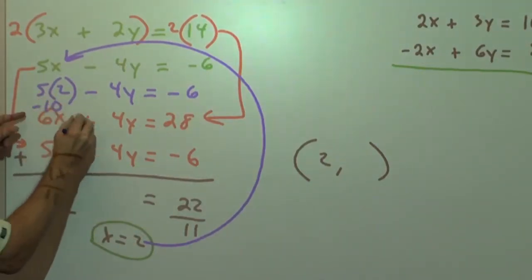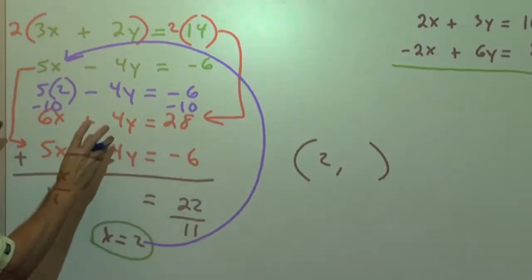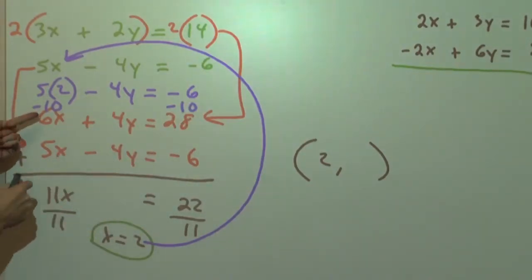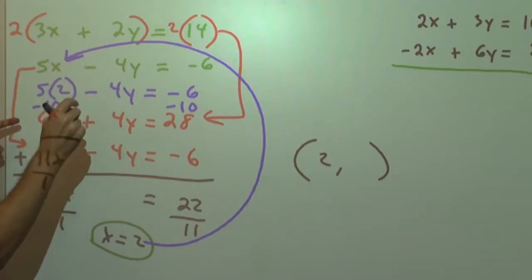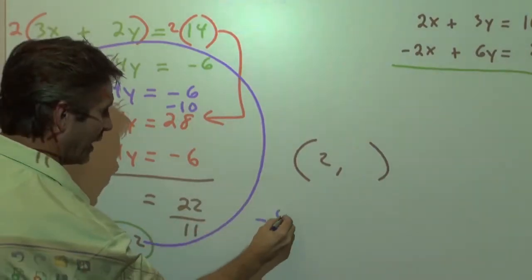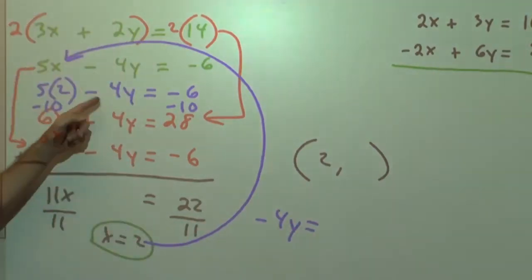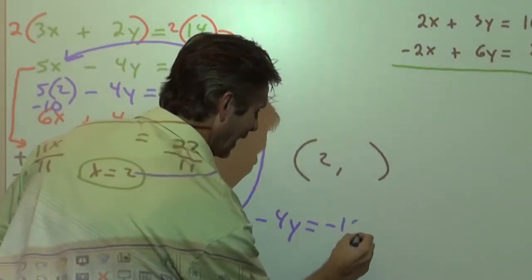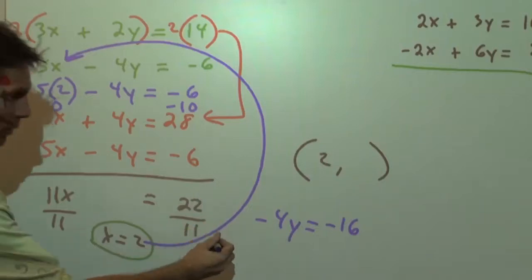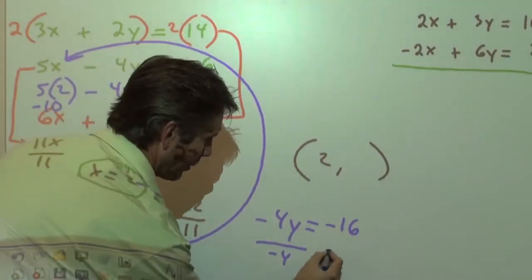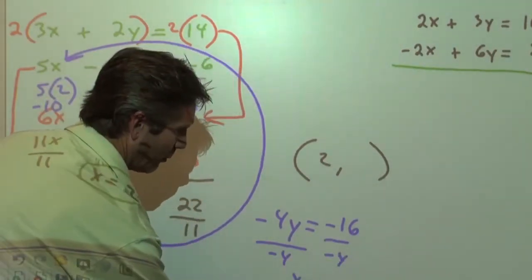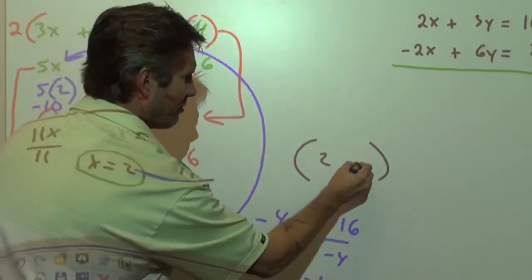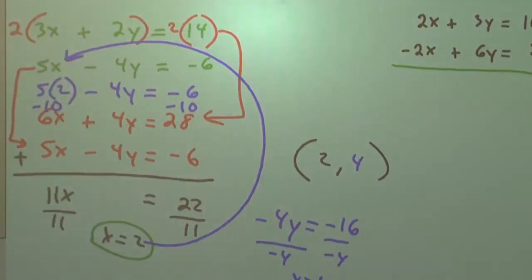Let's take 10 away from the left side and 10 away from the right side. Getting messy, got to be careful. This is 0 minus 4y, so that's going to leave us with a negative 4y on the left side of the equation. And negative 6 minus 10 is a negative 16. So now, again, one equation with one variable. We divide both sides by negative 4. We get that y is positive 4, and bingo, there's our ordered pair solution to that system of equations.